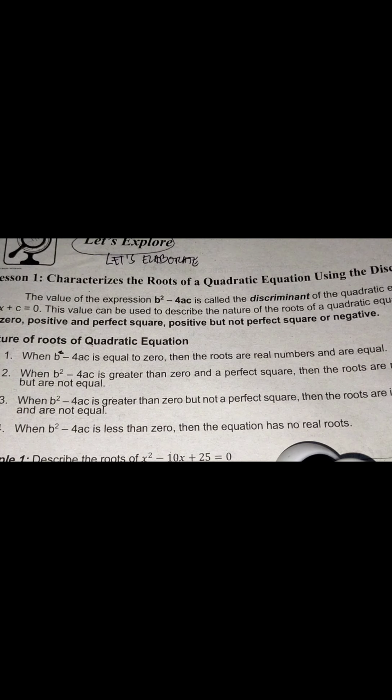Number 4, when b squared minus 4ac is less than 0, therefore, the equation has no real roots. Ibig sabihin yung mga negative numbers. Okay? So, let's have an example. Okay, for example, in number 1, the given is x squared minus 10x plus 25 is equal to 0.